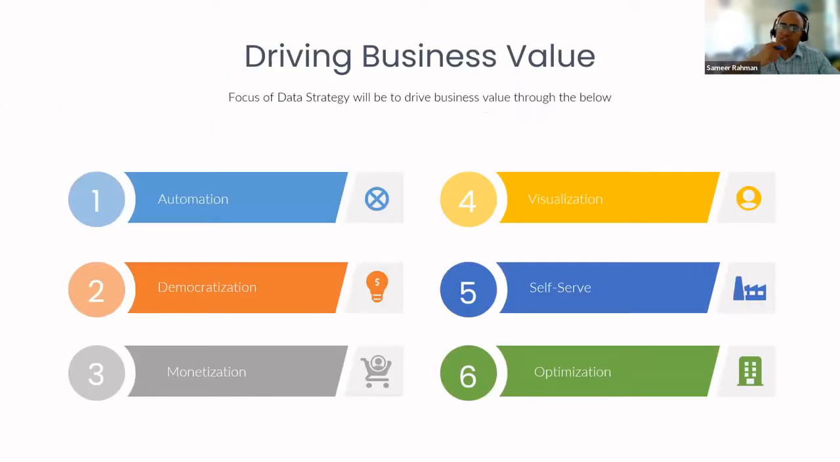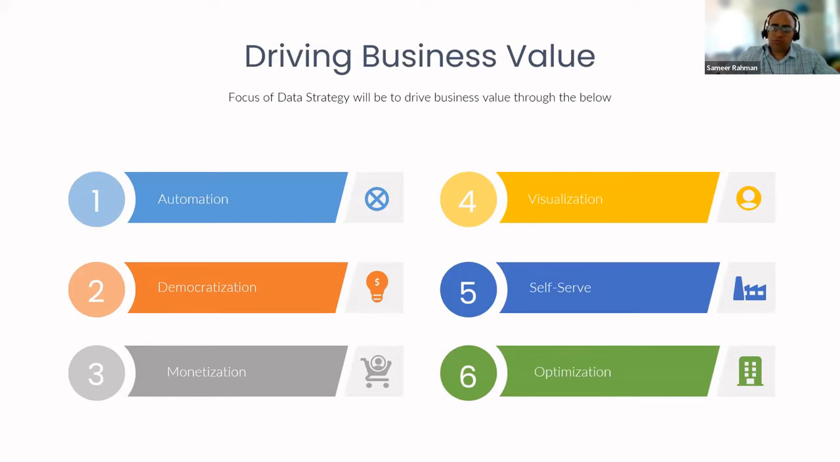And again, driving business value. I talk about business leadership, and business value around the principles of data has always been around how do you automate for process efficiencies? How do you democratize so that everybody deals with some part of data? How do you monetize? How do you visualize the data for senior stakeholders? How do you make everybody self-serve, certainly within their own functions?